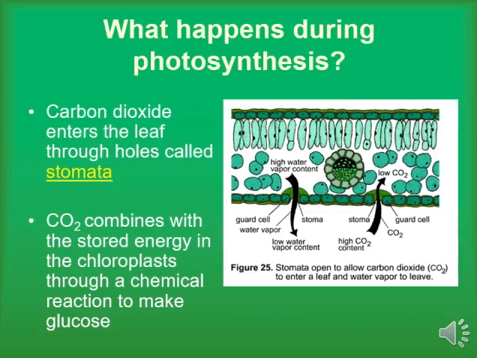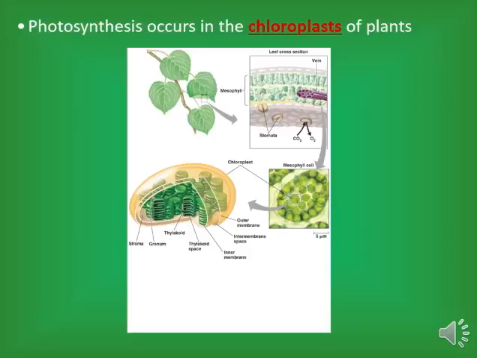In this figure, stomata open to allow carbon dioxide to enter a leaf and water vapor to leave. Stomata facilitate carbon dioxide uptake and release of oxygen during the process of photosynthesis. Carbon dioxide combines with the stored energy in the chloroplast through a chemical reaction to make glucose. Photosynthesis occurs in the chloroplast of plants.